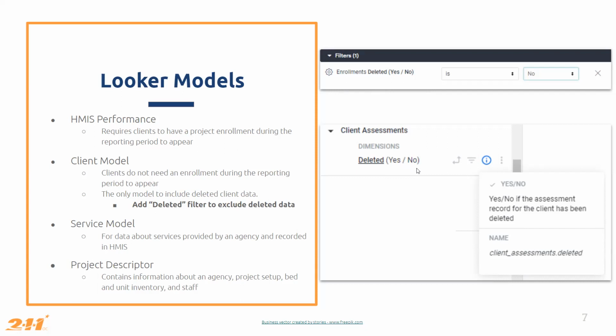And in the second photo at the bottom, for any filters that you have a question about, you can highlight the eye icon to get a little bit of more description on that filter. So when you use the client model, please keep in mind that you need to search deleted so you get a list of filters that will appear so you can ensure you're excluding deleted data you don't want in your report. The service model collects data on services provided by an agency that's recorded in Clarity and contains many of the same dimension as the HMIS performance model.